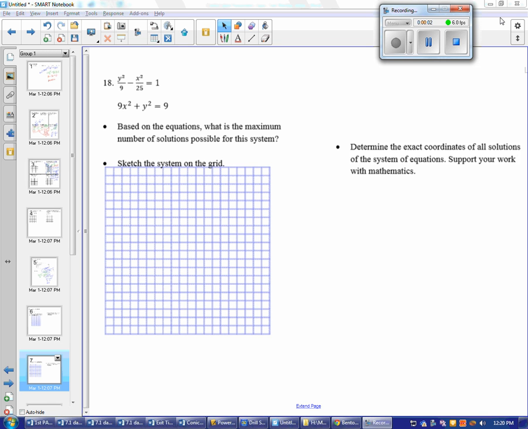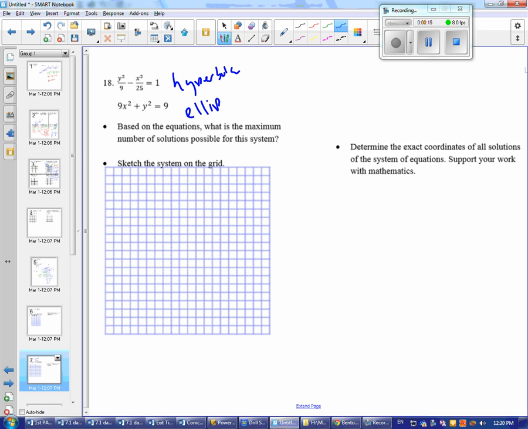Okay, so looking at the system, the first question you have to answer is how many solutions could the system have? So looking at the equations, I see that the first conic is a hyperbola, and the second conic is an ellipse. And I'm just imagining a hyperbola and an ellipse, and the most I can get them to intersect is 4 times. And then I'm going to sketch the system.